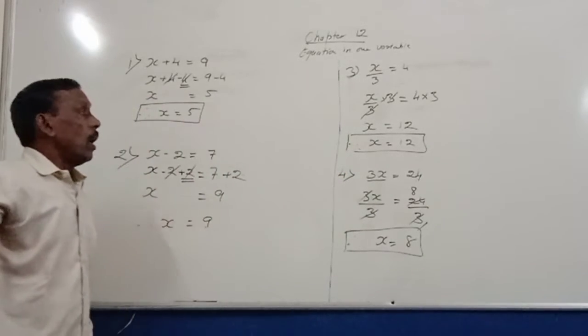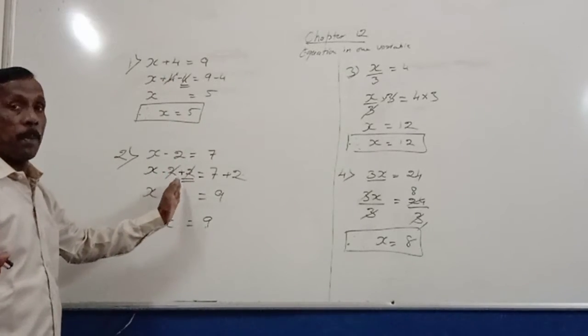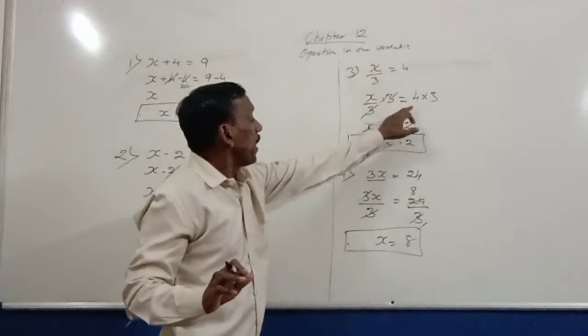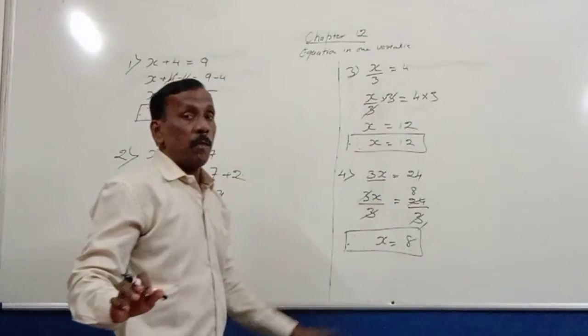Understood everyone? Up to here, when it is plus, it becomes a minus. When it is minus, it becomes a plus. When you divide, it becomes a multiply again. And when it is multiplication, it becomes a divide. Now we go further.